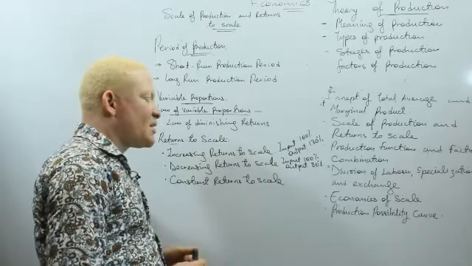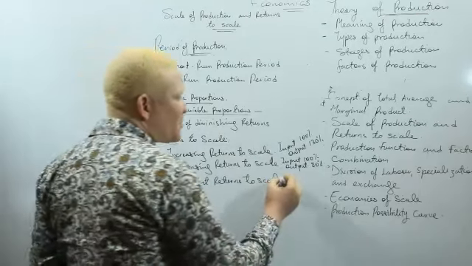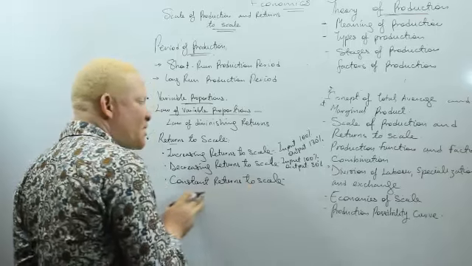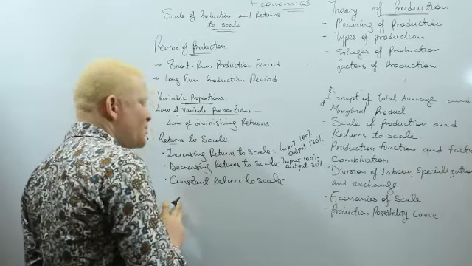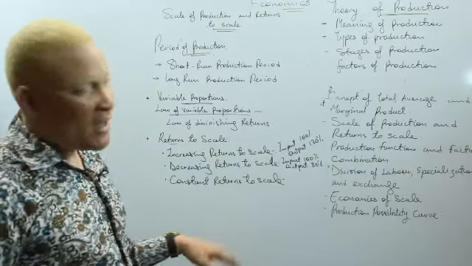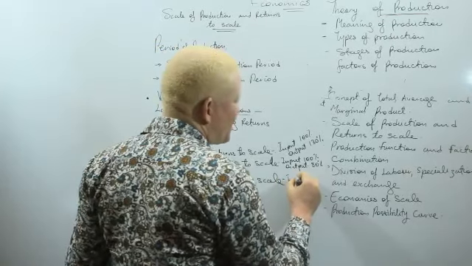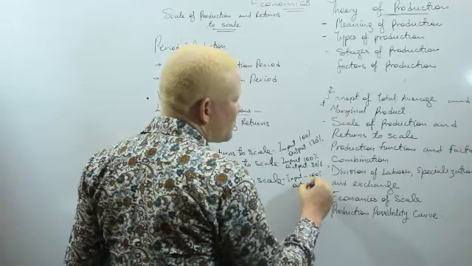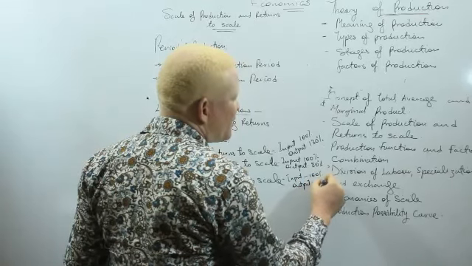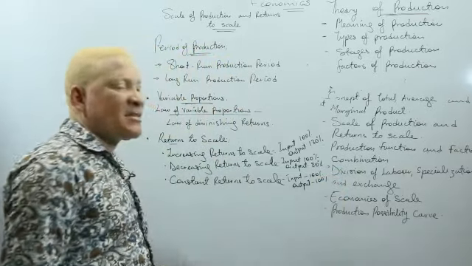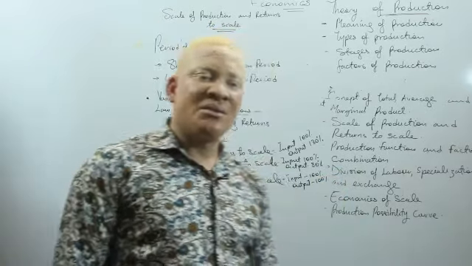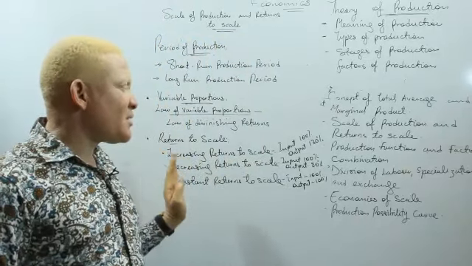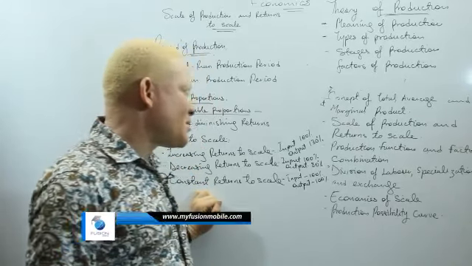The last one is constant returns to scale. The constant returns to scale means that the same proportionate increase in input brings about the same proportionate increase in output, which means that if input increases by 100%, output would increase by 100%. We call that constant returns to scale. The ratio of increase remains the same. So we have increasing returns to scale, decreasing returns to scale, and constant returns to scale.